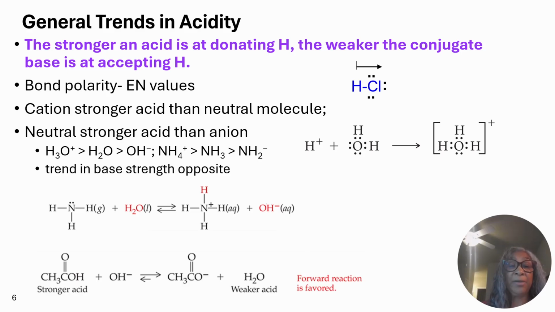Now, when we have a cation, that will be stronger than a neutral molecule. In this case, we have the example of water. We say water is pure. If it's pure, it's pH 7, it's neutral. And then when we have hydronium, that is acidic. Now, the next one is that a neutral is a stronger acid than the anion. For that example, water is a stronger acid than hydroxide, and ammonia is stronger as an acid than NH2- after losing that proton.